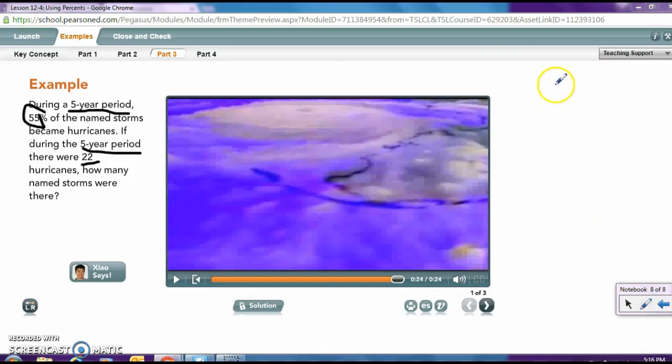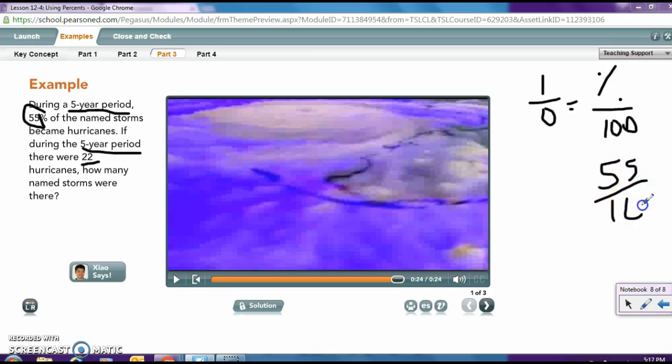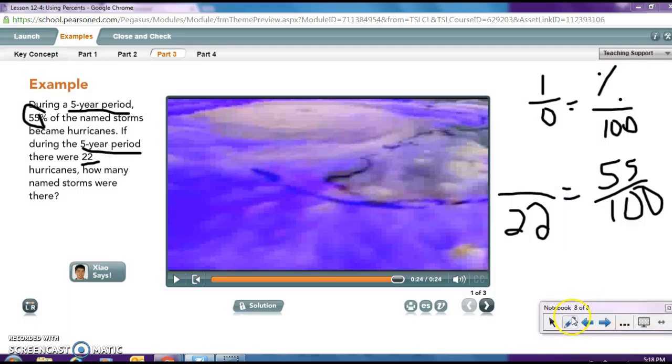So let's go ahead and set up r over of is equal to the percent over 100. So let's see what we know. Well, let's not get confused because there's a ton of numbers in here. During a 5-year period, 55%, well, I know that obviously goes on top of the 100. 55% over 100 of the hurricanes over 5 years were named. And actually, I'm going to erase that because I think I set that up wrong. And here's why. I know that 22 of them were named storms. I need to figure out how many total there were.